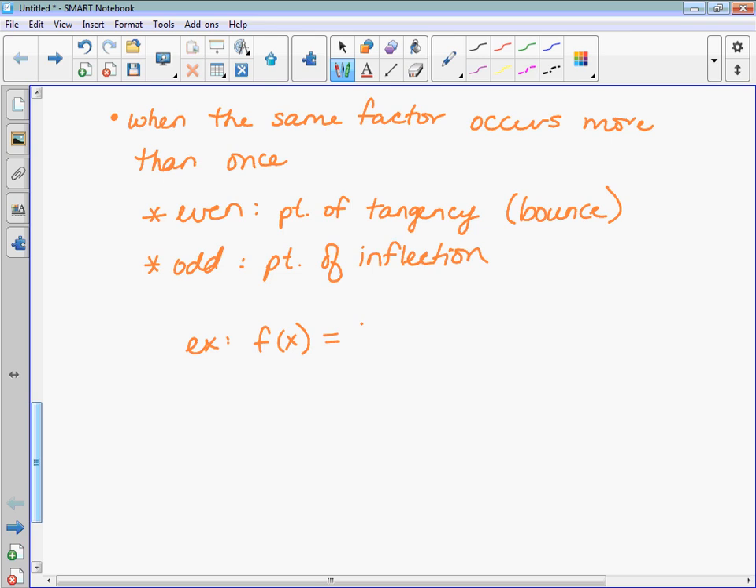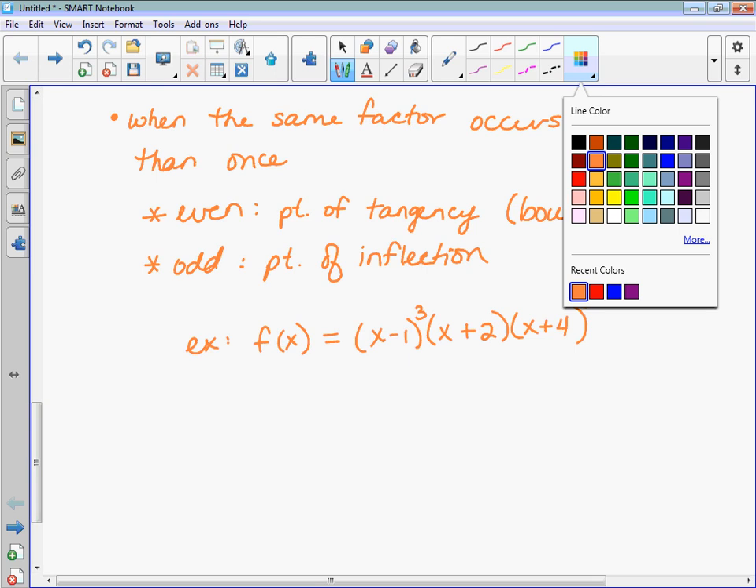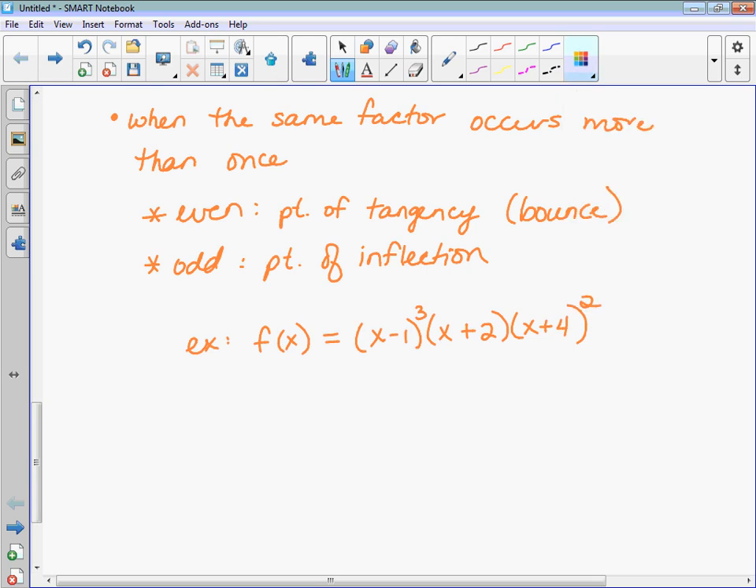Let's look at an example here. If I had f of x equals (x minus 1) cubed times (x plus 2) times (x plus 4) squared, your solutions, or your x-intercepts, would be x equals 1, x equals -2, and x equals -4. You guys are okay with that? You're just setting the factors equal to 0, okay?